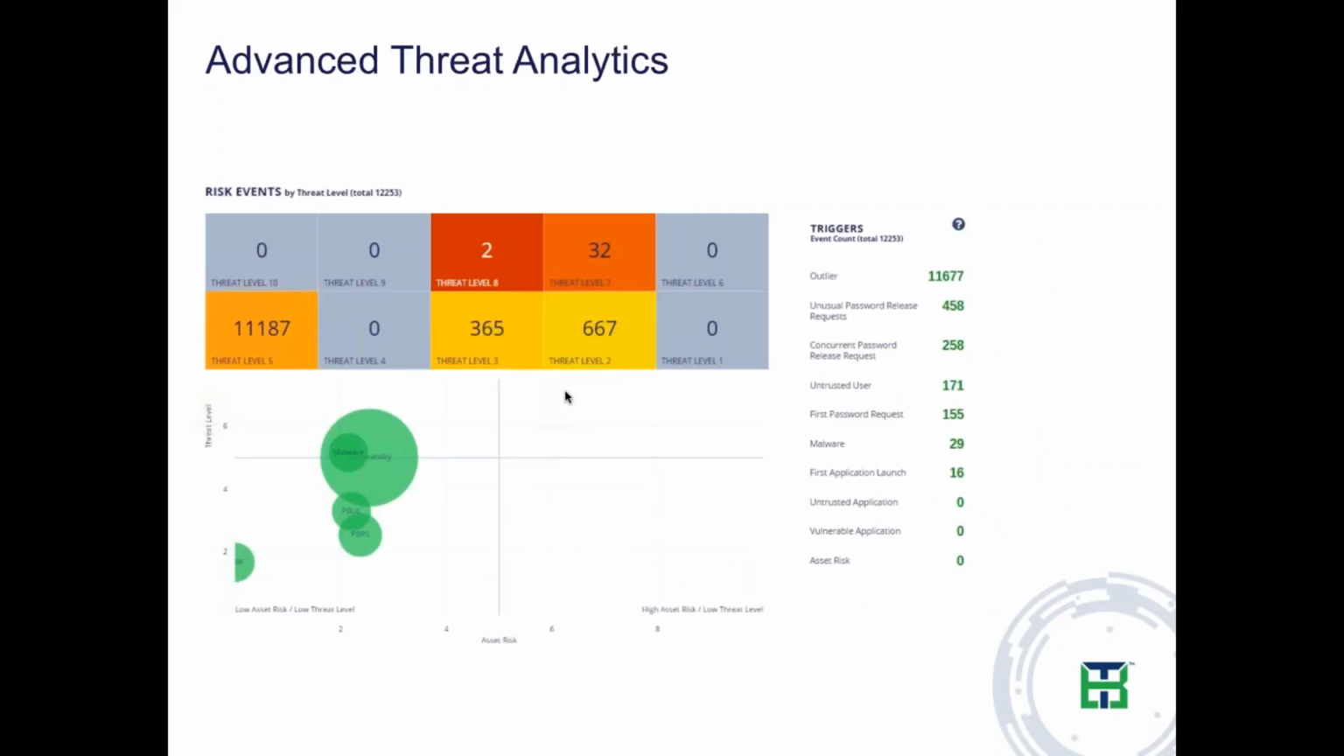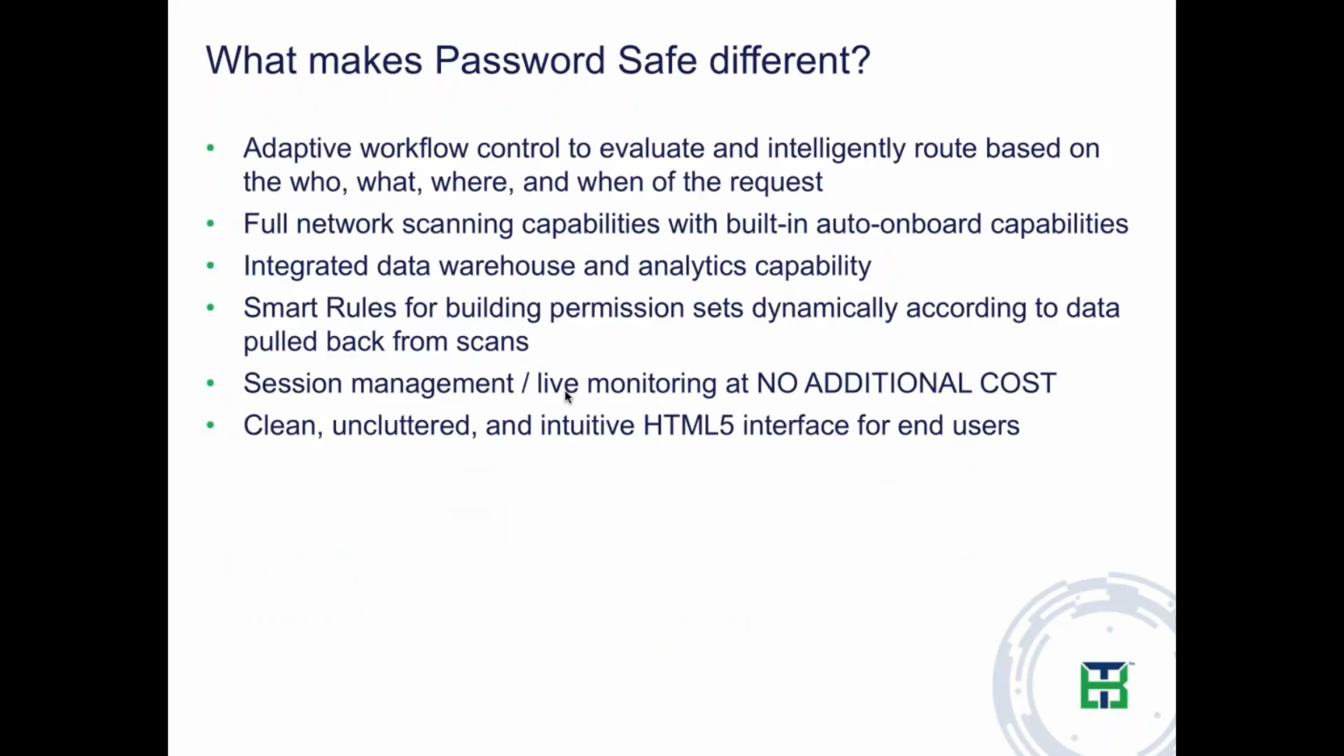We can also do threat analytics. This is built into the system, so we can look for anomalies, different patterns of behavior. If a user logs onto a system in an untrusted way, uses an application they haven't used before, or tries to perform actions on different hosts, these are all things that will elevate the threat level. Ultimately, it's the adaptive workflow control that makes it very, very different.